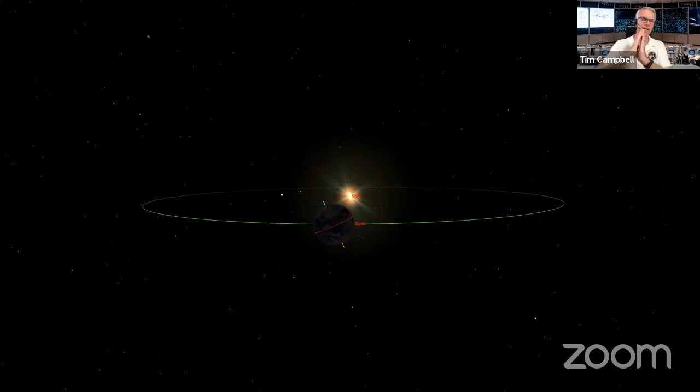And this wobble is a cycle that we refer to as precession. It takes about 26,000 years to complete just one single wobble in the precessional cycle of the Earth.